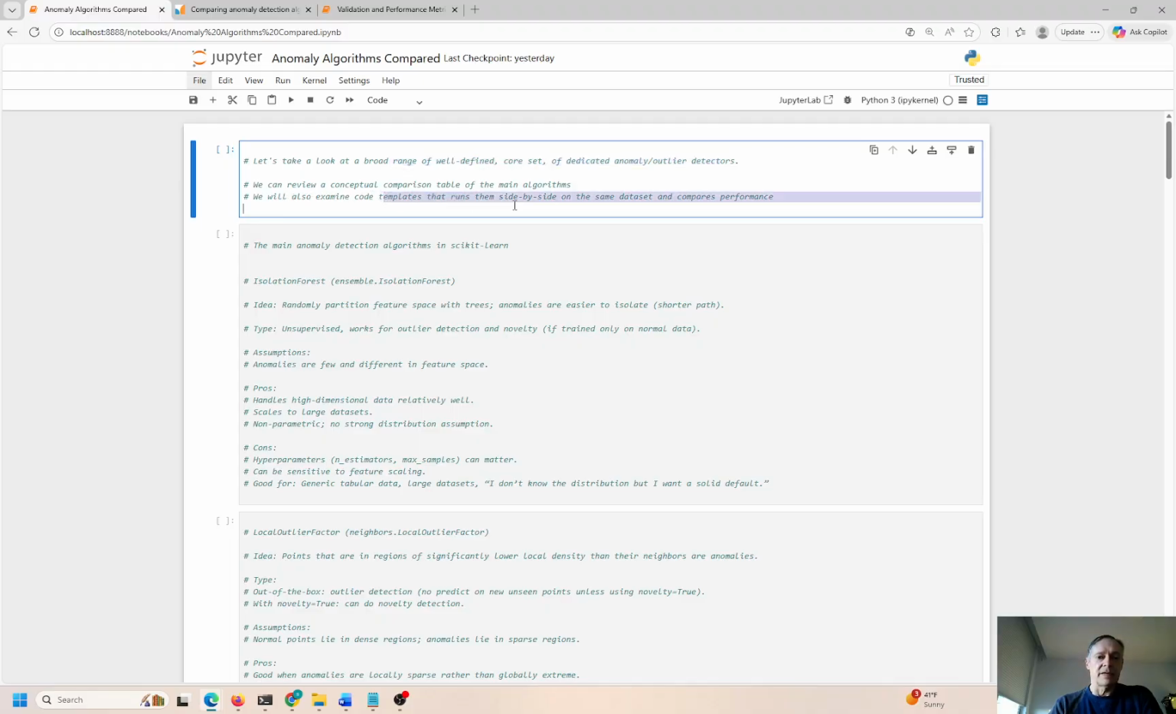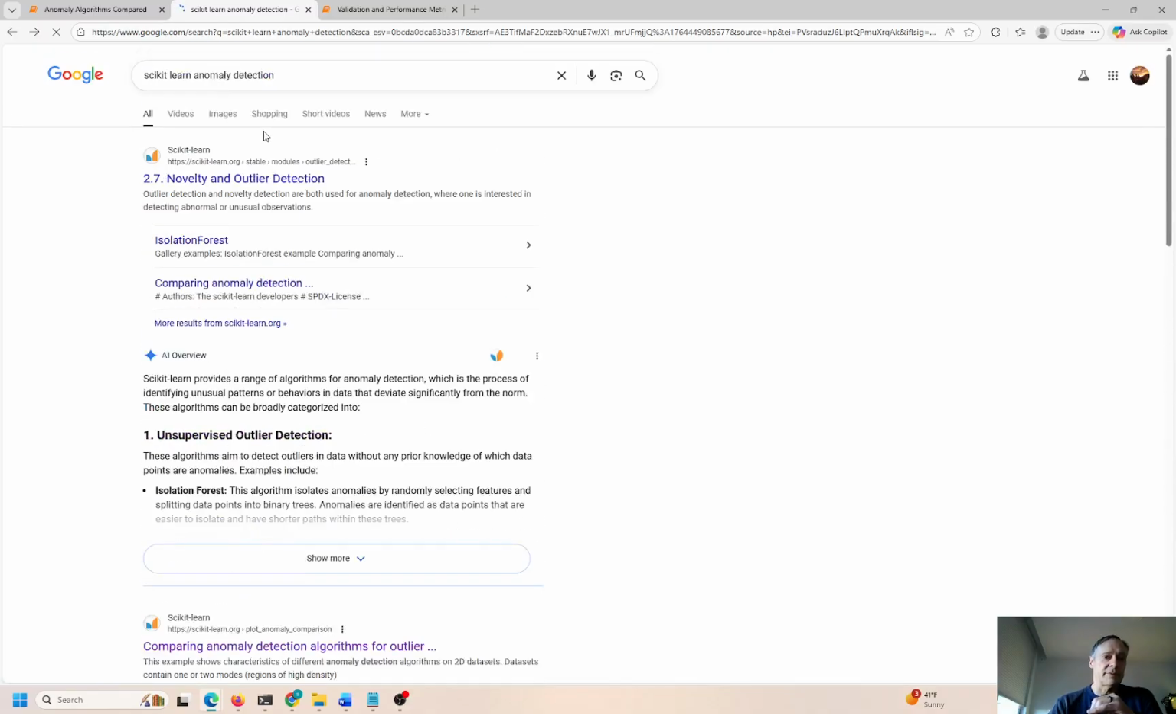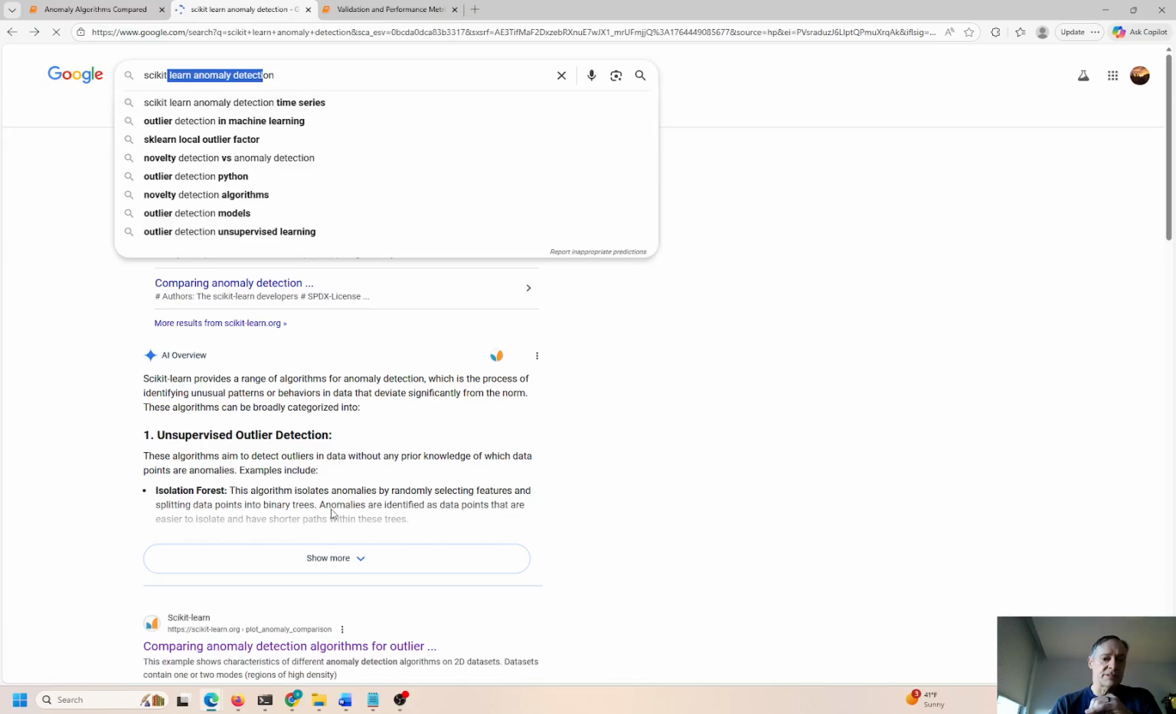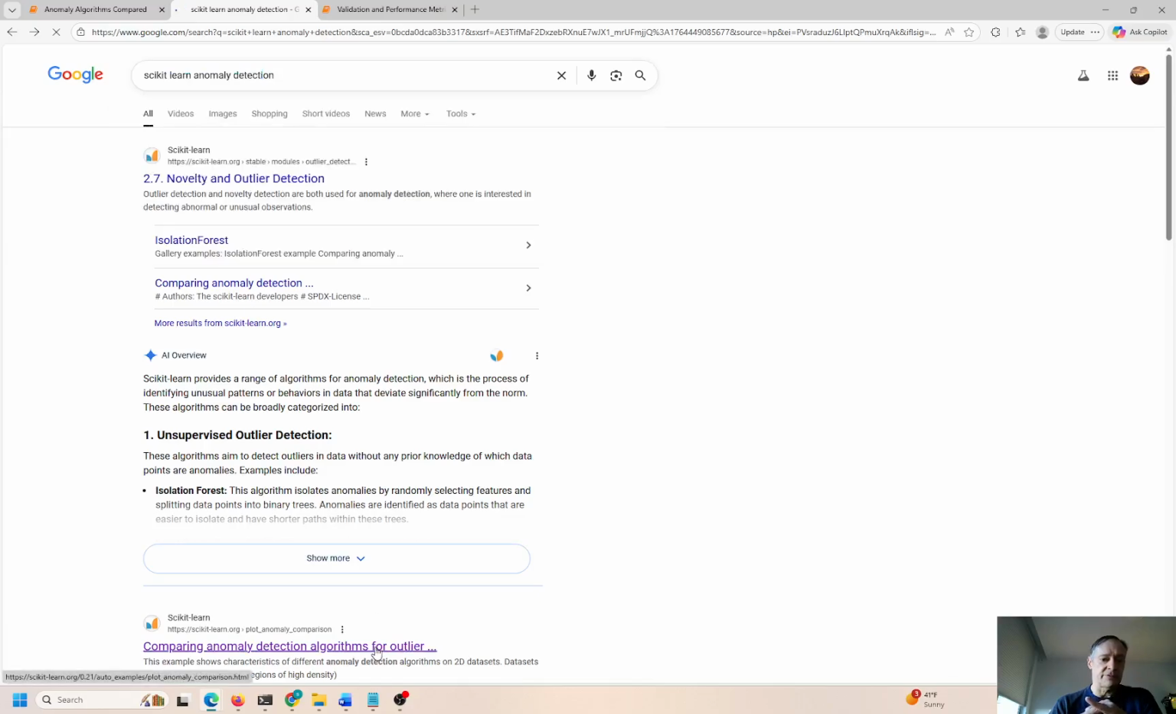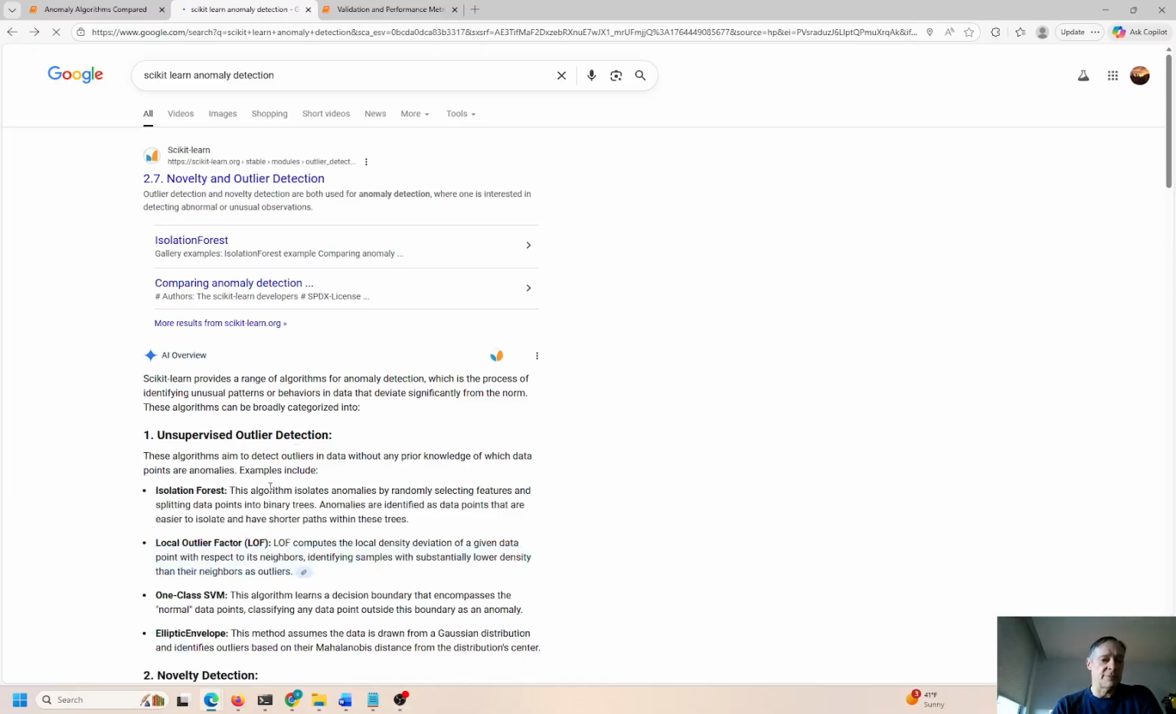So we'll examine a few code templates and run them side by side and look at the performance of each one. So I did a quick Google search and I came up with this. I just Googled for scikit-learn anomaly detection. This is the first thing that I found. So comparing anomaly detection algorithms for outlier detection. That's what it's giving me here. So basically you'll see there's a handful of these. Okay, when this loads up, it's going a little bit slow here, you'll see that we find typically IsolationForest. This one is very common. There's a couple more that show up.